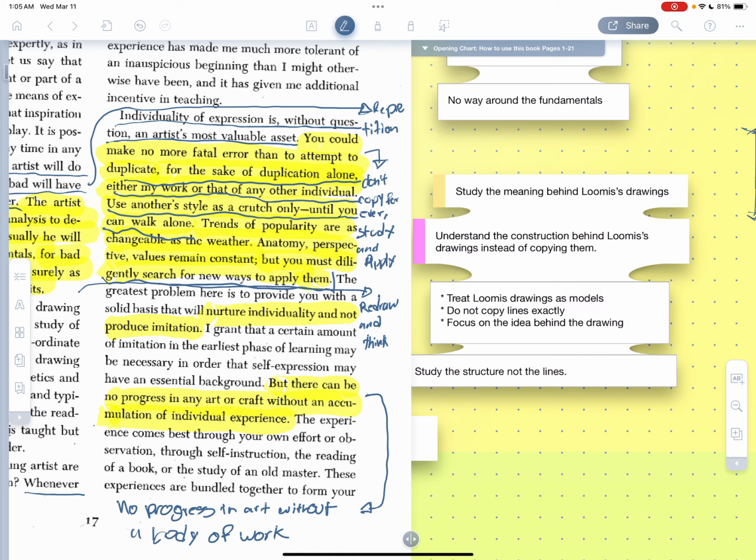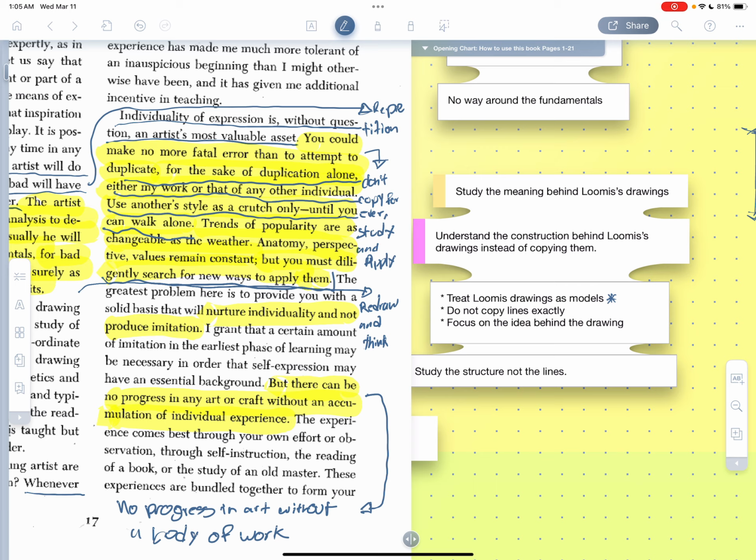Study the meaning behind Andrew Loomis's drawing. It goes back to this page 17. Understand the construction behind Loomis's drawings instead of copying them. Treat Loomis's drawings as models. That was something I never thought of that way, when he said, "Treat my drawings as models," right?